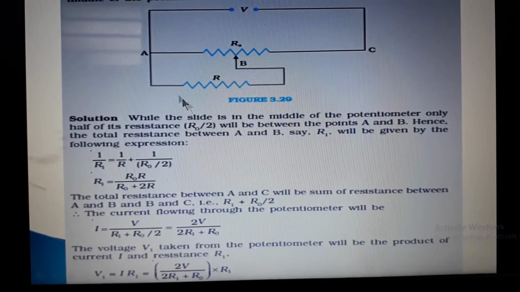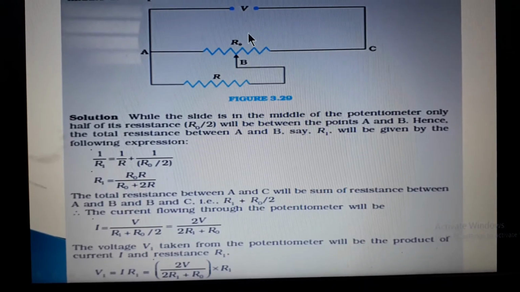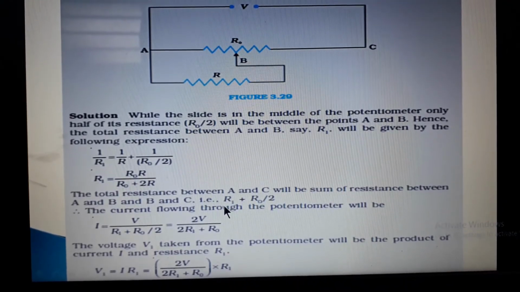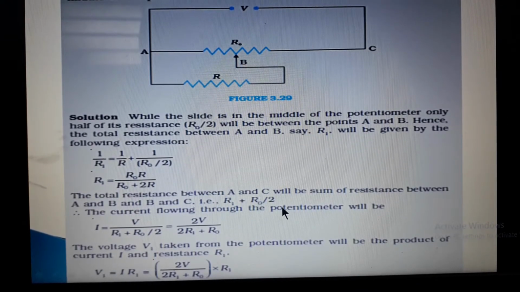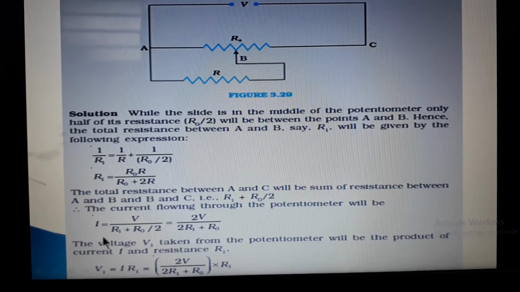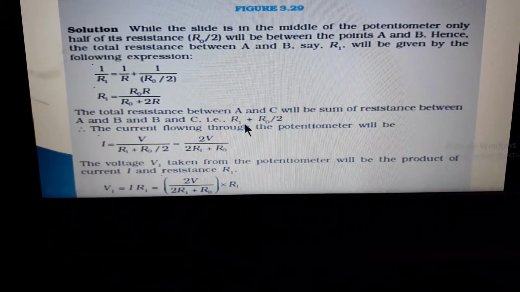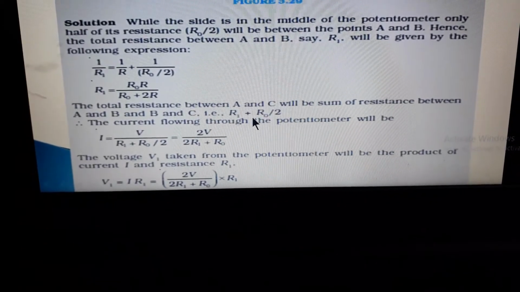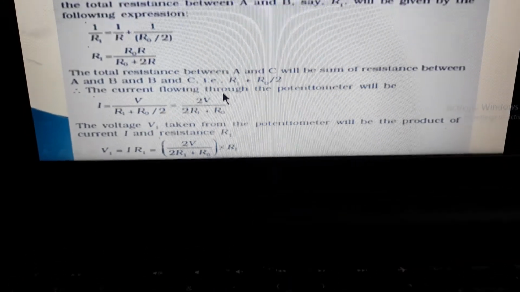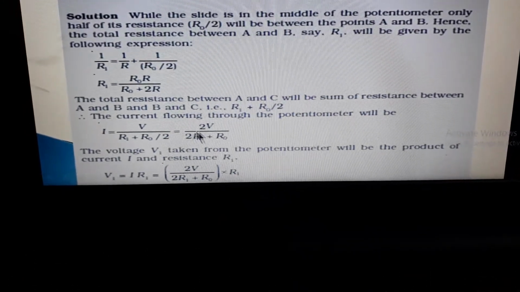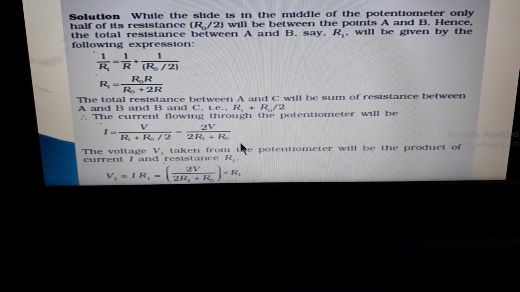Now that result is connected in series with this resistance, which is R0 by 2. So total resistance means R1 plus R0 by 2. Now you know that I is equal to V by total resistance. So V divided by total resistance, R1 plus R0 by 2. Just solve this one. You will get I is equal to 2V divided by (2R1 plus R0).